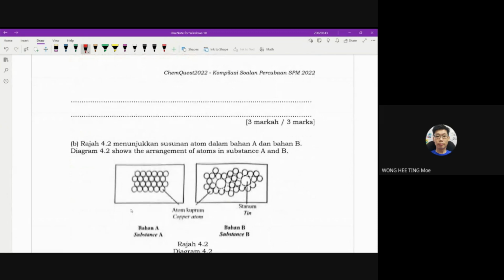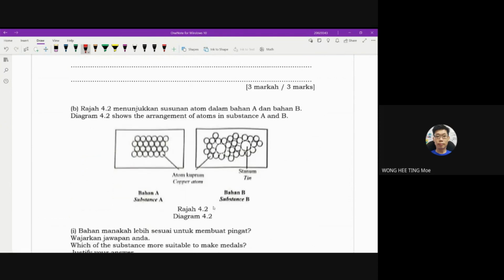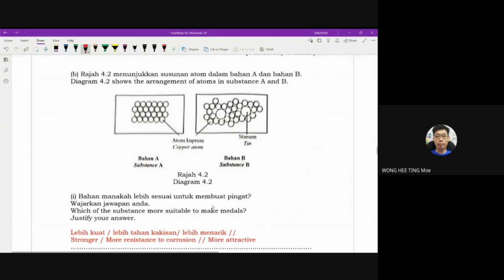The diagram shows the atoms in A and B, copper and tin. Again, same question, right? Which of the substances is most suitable to make the metals? I think you should know the answer. It should be substance B, right? Justify your answer. So you should choose substance B. It is stronger, more resistant to corrosion, and more attractive. The appearance is nicer. It is more attractive, making the metal.